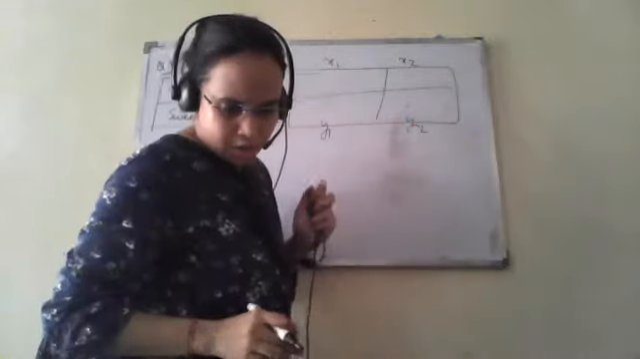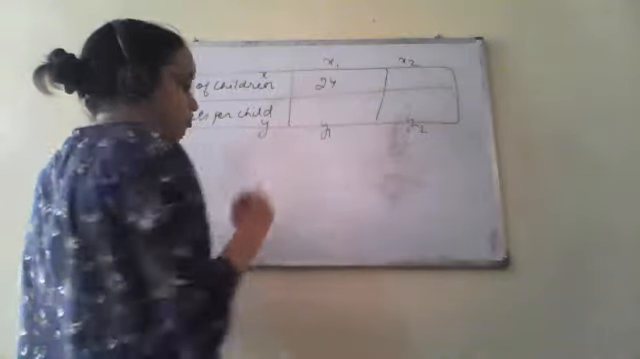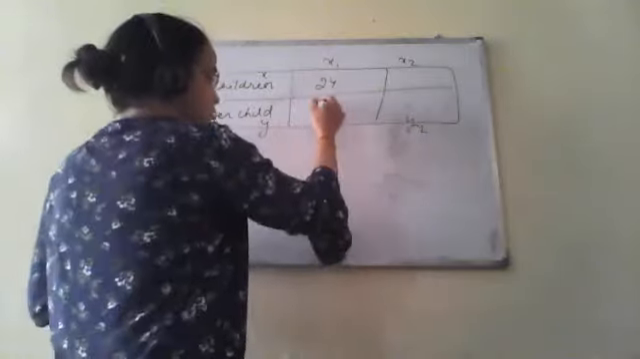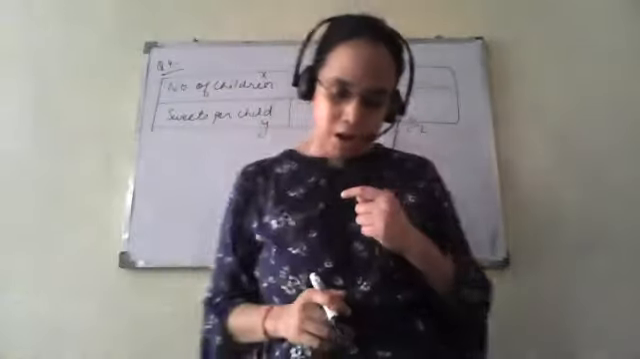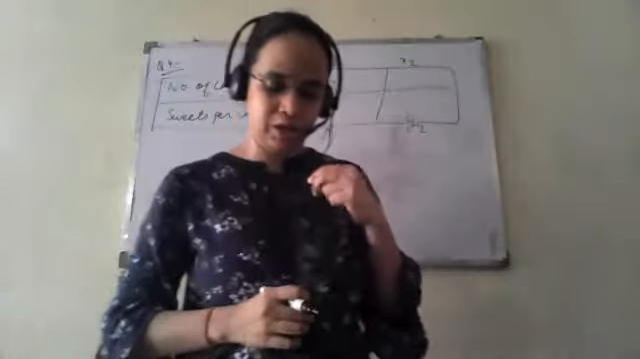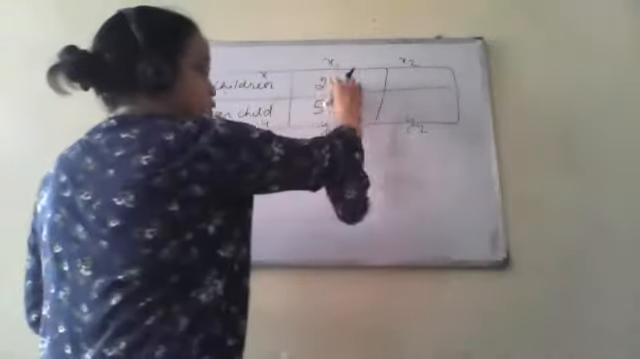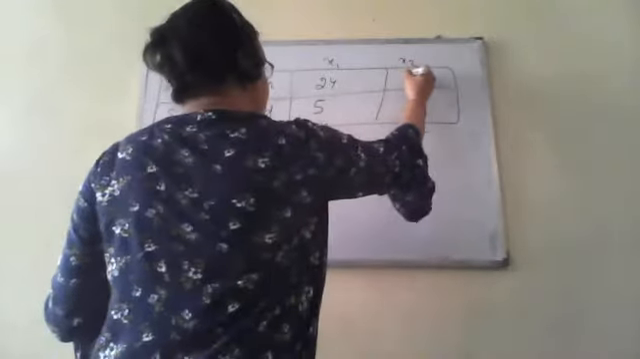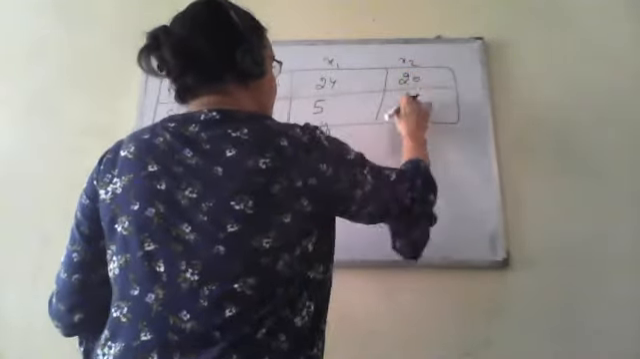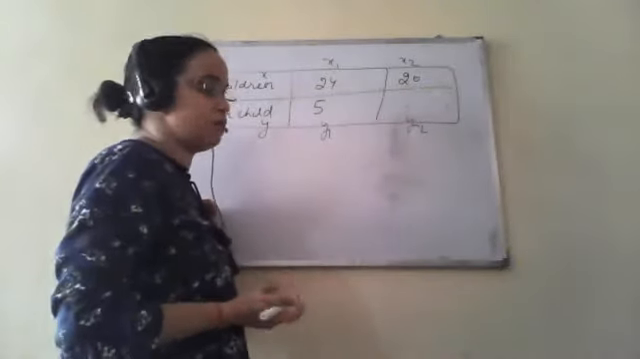Okay, so what it is: 24 children and each one will be getting 5 sweets. 24 children and each child will get 5 sweets. Now we have to calculate how many sweets each will get if the number of children is reduced by 4. Now this 24 we have to reduce by 4. So the number of children left will be 20, and we have to calculate this y2, the sweets per child, how many sweets each child will now be getting.